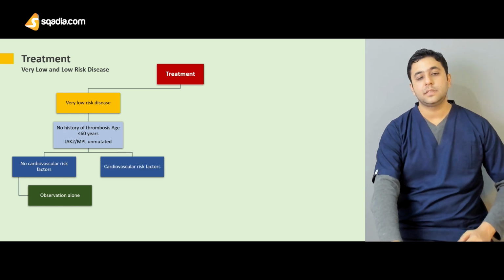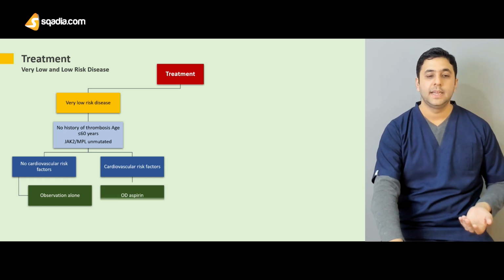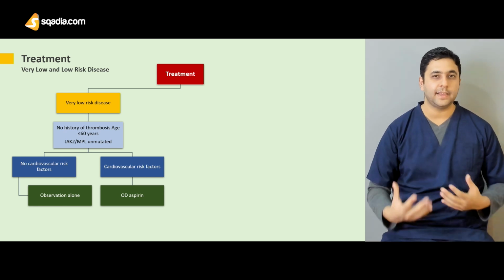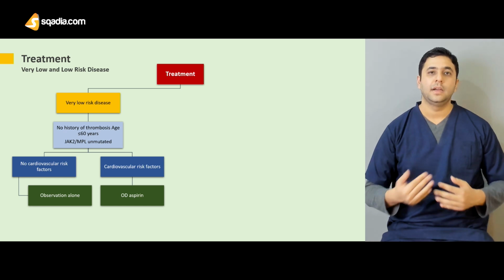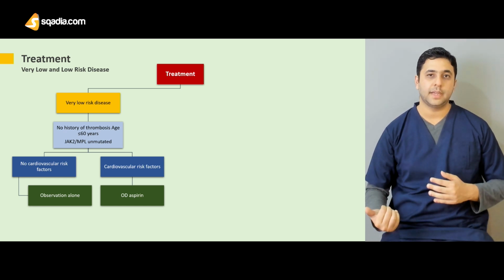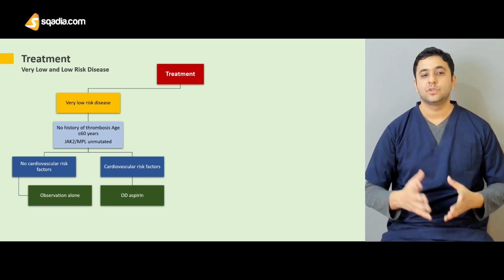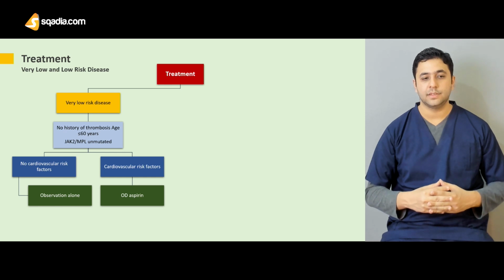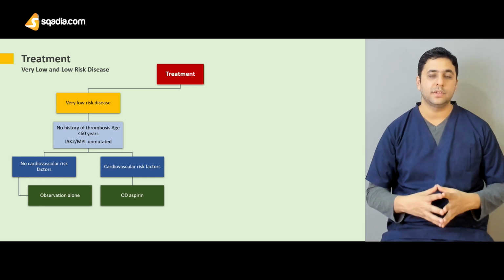If these patients have cardiovascular risk factors, for example, a history of hypertension, obesity, and other cardiovascular profiles, then once daily aspirin is good enough for these patients. You don't have to do anything else. Just put them on aspirin and then observe them over a period of time, to see whether their risk factors get worse or better. So for very low risk disease, you either observe the patients without any cardiovascular risk factor, or in patients with cardiovascular risk factors, you give once daily aspirin.